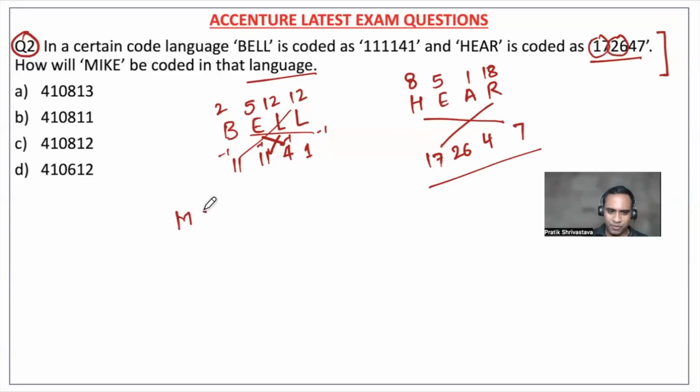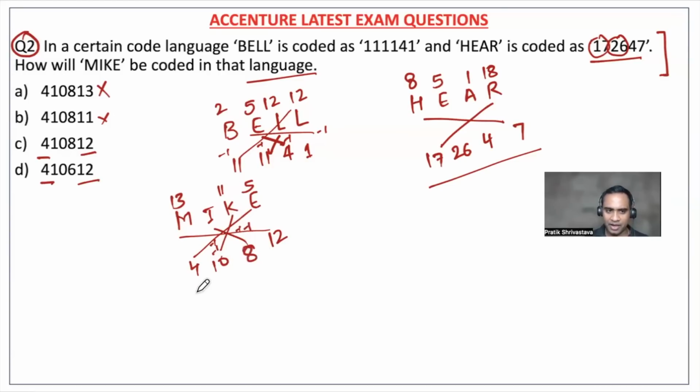Now I hope you have got the logic, Mike. So E minus 1 will be what? E is 5, 5 minus 1 will be 4, and M minus 1, M position is nothing but 13. So 13 minus 1 will be 12. So this and this is wrong. So starting with 4, ending with 12. Then K is 11, minus 1 will be 10, and I will be 9, 9 minus 1 is 8. 4, 10, 8, 12. Option C will be the correct answer.